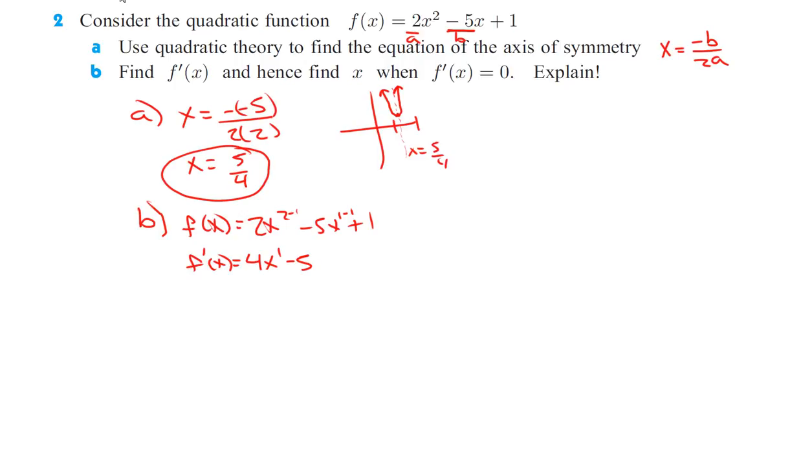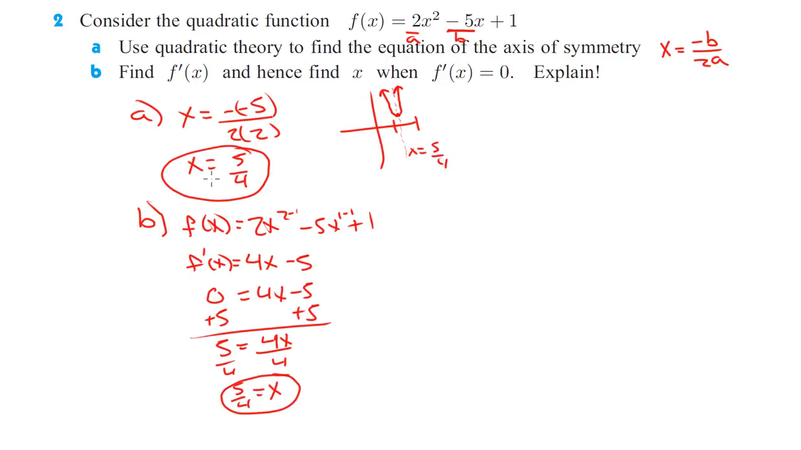All right, so I'm just going to get rid of that because we really don't need that. So there's our derivative. And then it says, hence find x when f prime of x equals 0. So here's our derivative, and we're saying f prime of x equals 0. So they're saying, okay, now plug 0 in over here, 4x minus 5, and now we're just going to solve that. So we add 5 to both sides, and we get 4x equals 5. Divide by 4, and we get x equals 5/4. Ooh, magic, just like what we got up here.